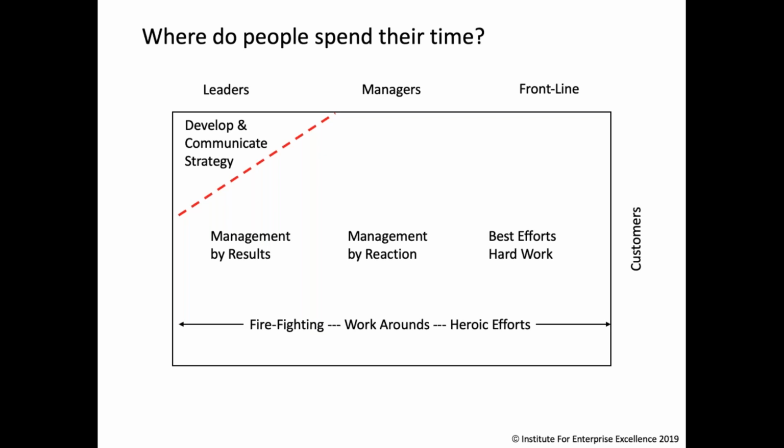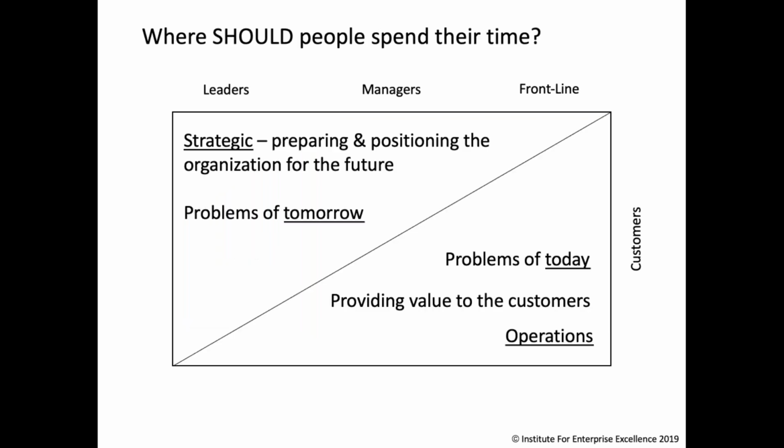And building on that, this idea about where do people spend their time. And we find that in many organizations, looking at these general categories of leaders, managers, frontline, there is a desire for leaders to develop and deploy strategy, communicate that strategy. Most everyone finds a lot of their time being spent, however, in managing by results, reactive management, a lot of best efforts and hard work, which one terminology we use for that is people find that their culture becomes one of firefighting, workarounds, and heroic efforts. And just a general view about how this might look like and where that resides in many organizations, not all, but many.